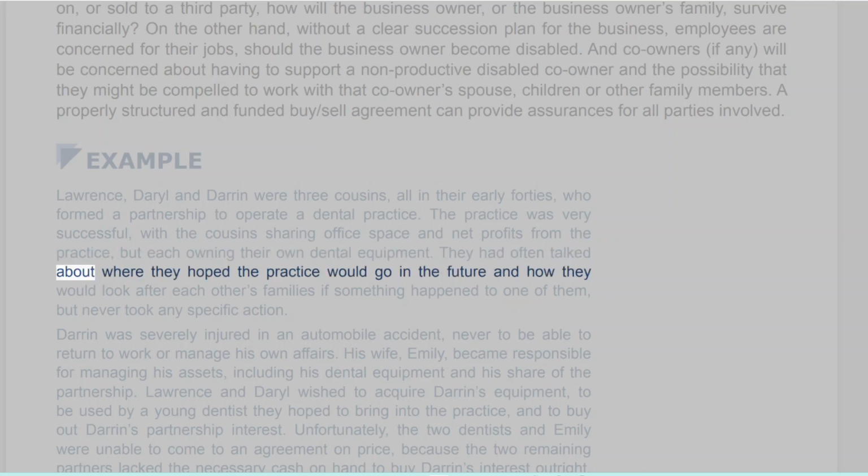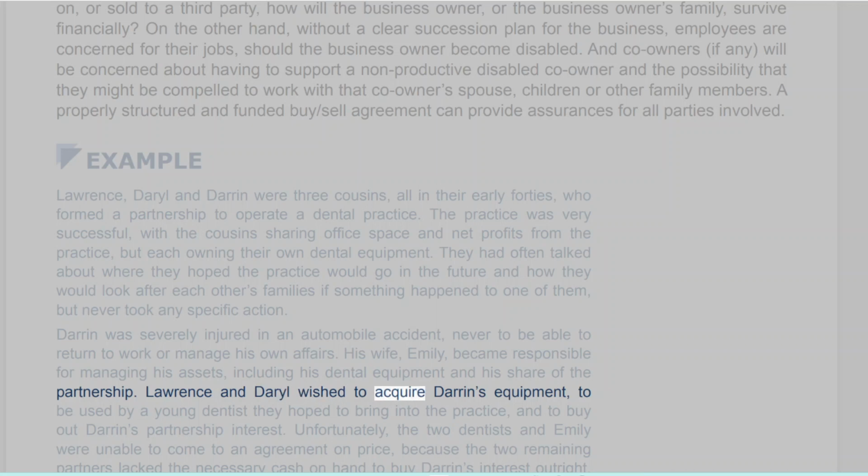They had often talked about where they hoped the practice would go in the future and how they would look after each other's families if something happened to one of them, but never took any specific action. Darren was severely injured in an automobile accident, never to be able to return to work or manage his own affairs. His wife, Emily, became responsible for managing his assets, including his dental equipment and his share of the partnership.